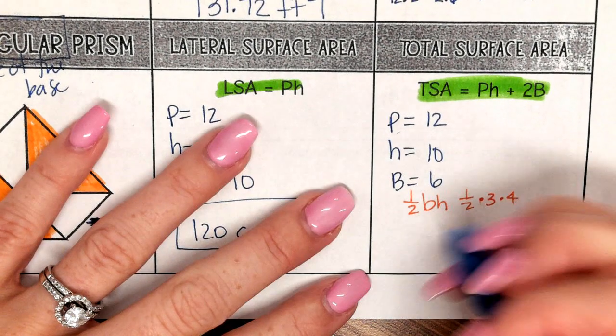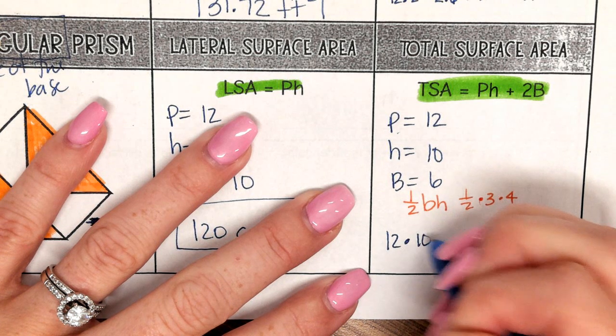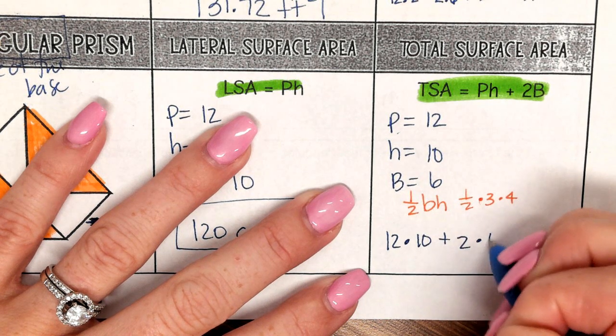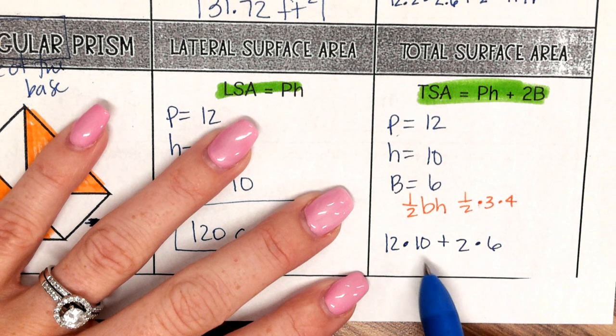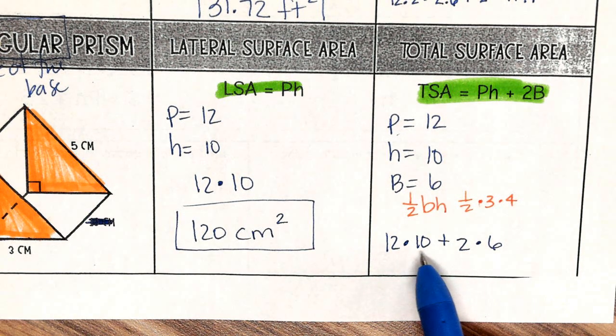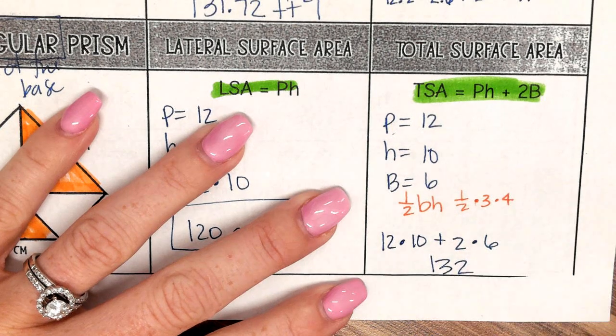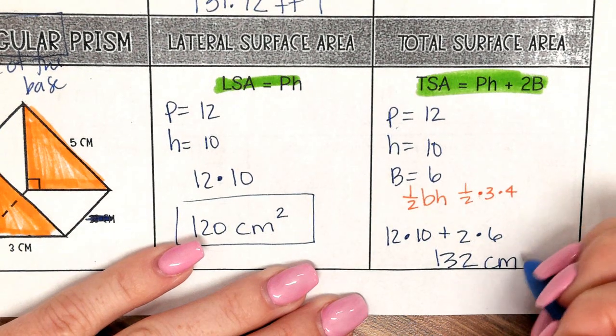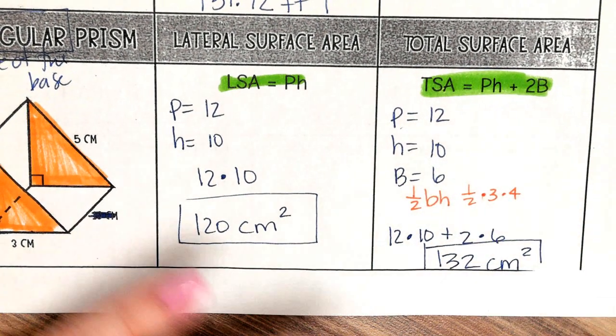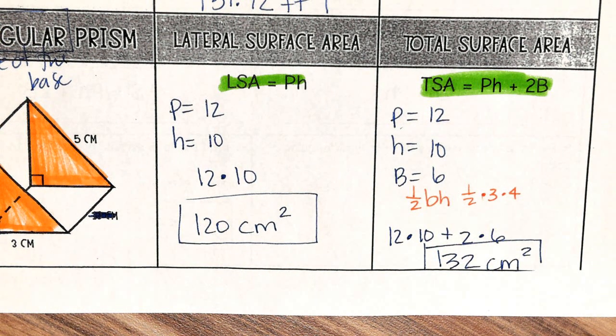Now I'm going to do P times H plus 2 times B. What's 12 times 10? 120 plus 12 is 132 centimeters squared. What do y'all think? It's not hard if you do it the way I teach you, okay?